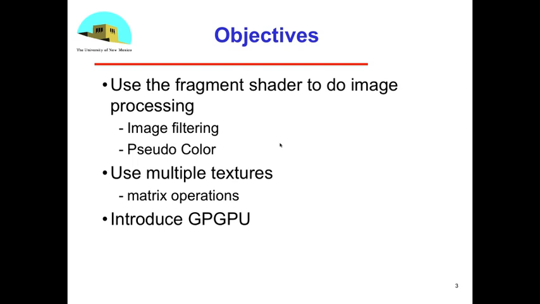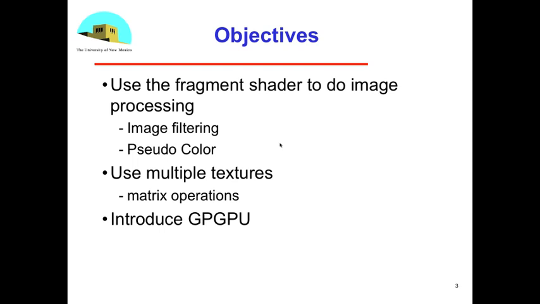What we'll look at in this lecture are a couple of things. One is to do some standard image filtering operations, things like smoothing and edge detection, which are pretty straightforward once you get the idea of how we can use that fragment shader.